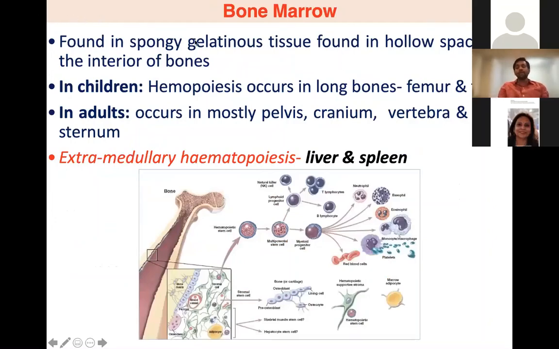Now if I talk about the bone marrow, it is found in the spongy gelatinous tissue in the hollow spaces in the interior of bones. You can see this in the figure. In children, it mainly occurs in the long bones, that is the femur and tibia.